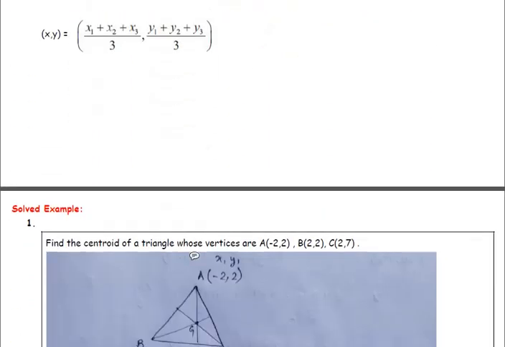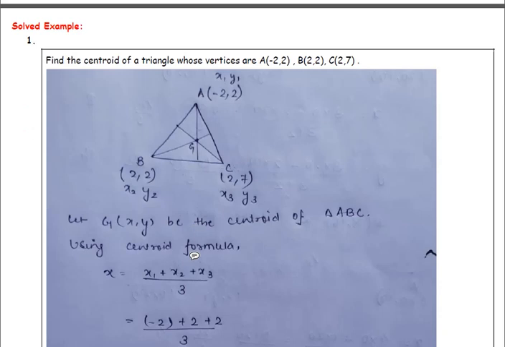Let's quickly move on to see a solved example. The question says: find the centroid of a triangle whose vertices are A(-2, 2), B(2, 2) and C(2, 7). So here I have drawn a triangle with the three vertices. I can name them as x1, y1, x2, y2 and x3, y3.